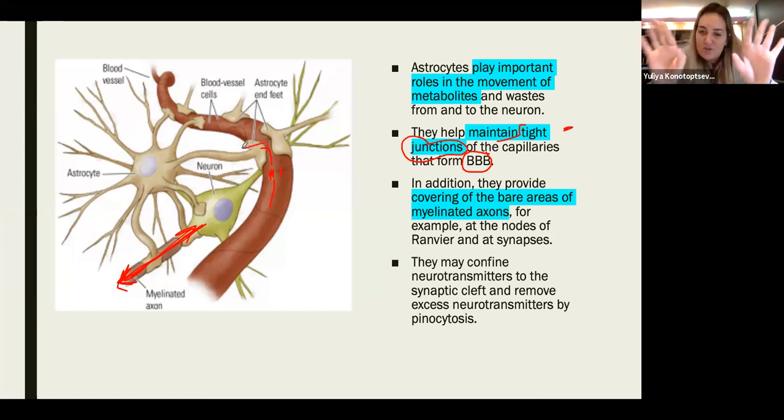So only oxygen can diffuse. Only carbon dioxide can diffuse. Okay, so big things like proteins and hormones can't. They won't be able to because of the foot processes right there. So only little tiny things can actually come out.